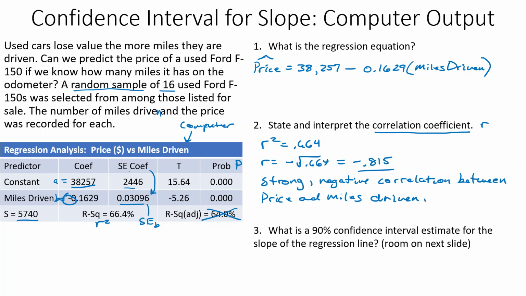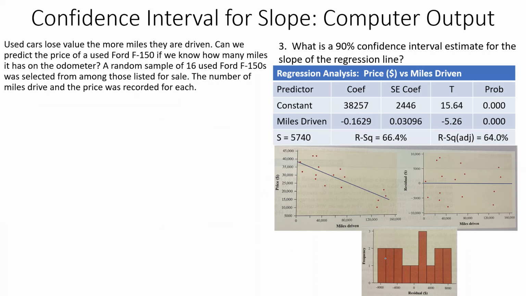Well, we're going to need a lot more room than this, so here's a whole new slide. All right, and we're also going to need some more information. So here is the regression line and the scatter plot. This is the residuals. And this is the histogram of the residuals.